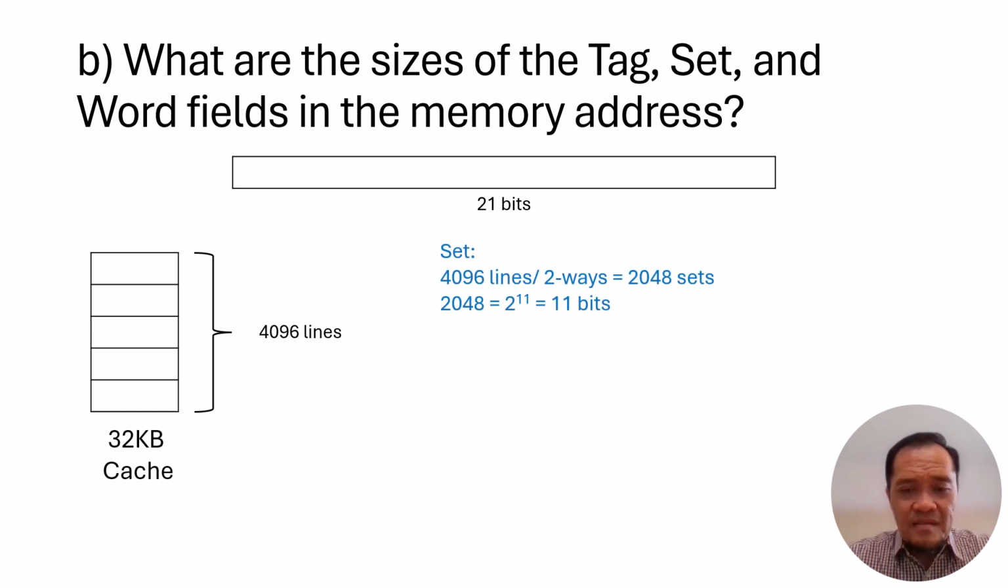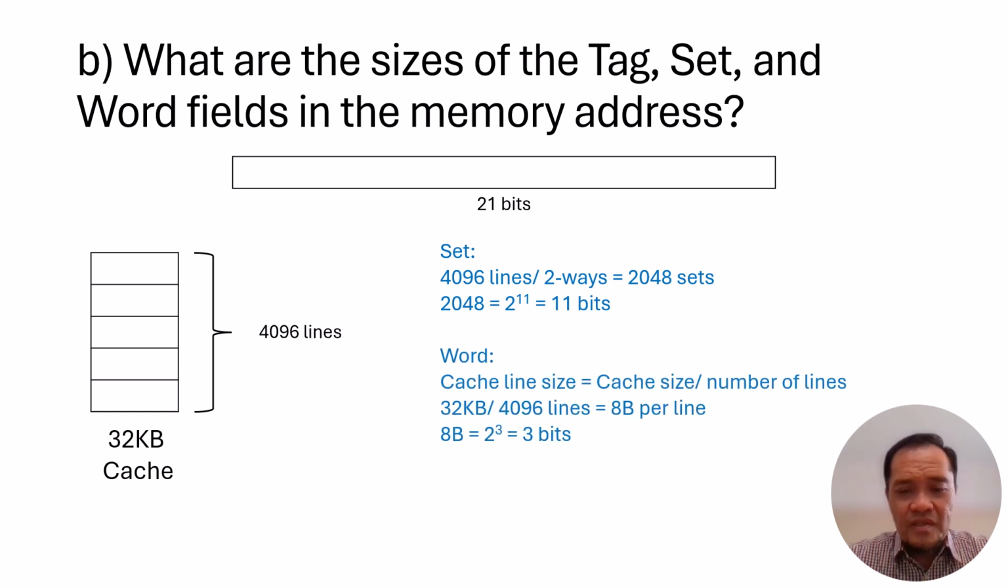To determine the length of the set, we have 4096 lines, and we also know that the cache is using two-way set associative. Therefore, we need to know how many sets there are. The number of sets is 4096 lines divided by two ways, which gives 2048 sets, and 2048 sets is equivalent to 2 to the power of 11. Hence, we need 11 bits. We allocate 11 bits for the set.